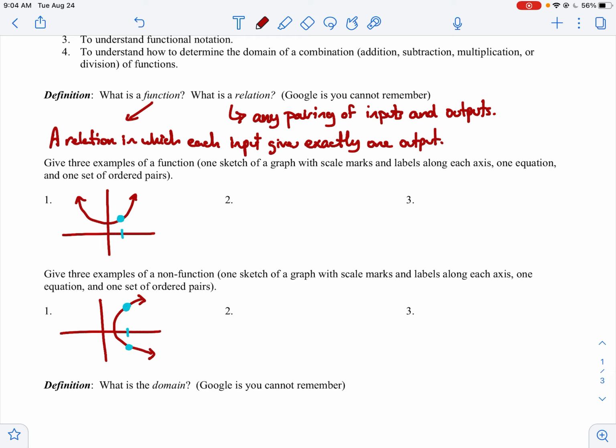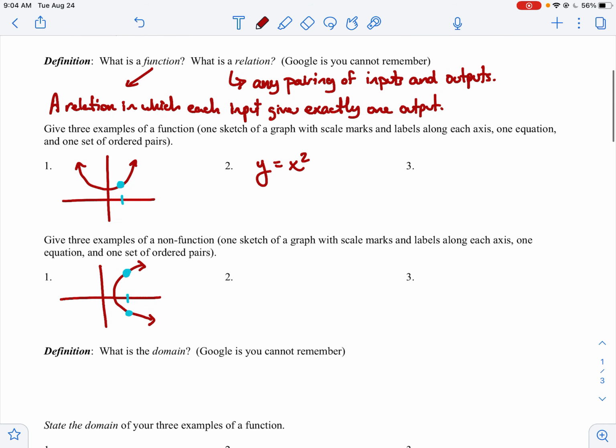Example of an equation. If we did y equals x squared, that would just be a parabola. For each x that I plug in, there's only one y that I get out. But if I flip that around and make it y squared equals x, now that's not a function, because for each input that I put in, I could get out 2 outputs. For example, if x was 4, then y could be both 2 and -2. And finally, it says, can you also give one where it's a set of ordered pairs?